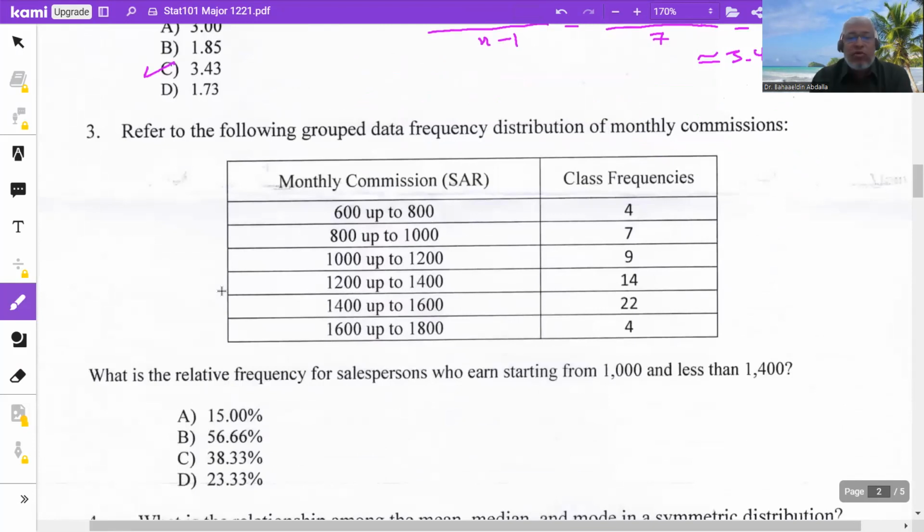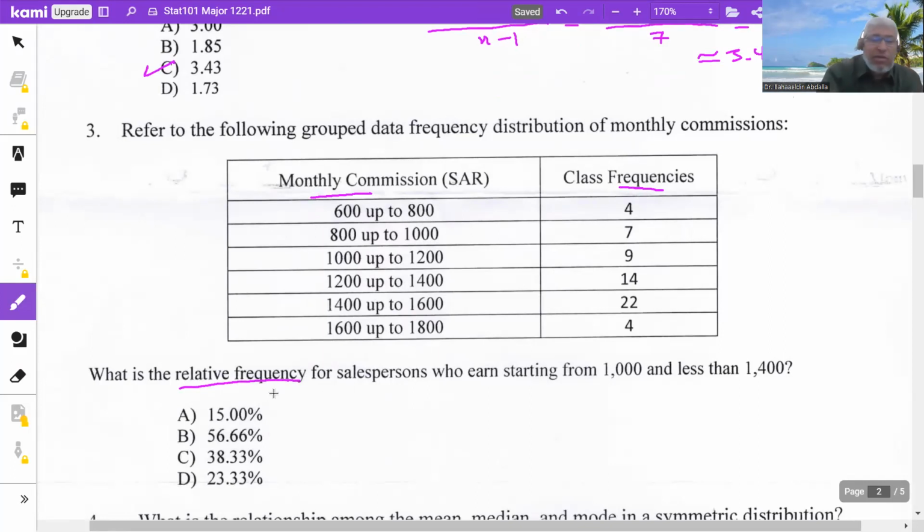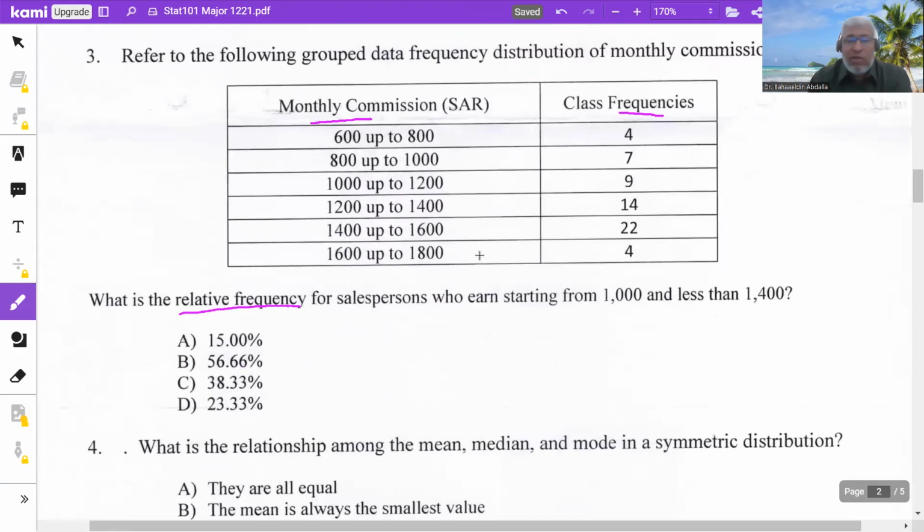Refer to the following grouped data frequency distribution of monthly commissions. So these are the frequencies, and here the monthly commissions. These are the intervals. The question: what is the relative frequency? We have the frequency, he needs the relative frequency. Well, for the relative frequency, you divide the frequency by the total frequencies. So if you add all of these numbers, using the calculator, 4 plus 7 plus, you will find that the total is 60.